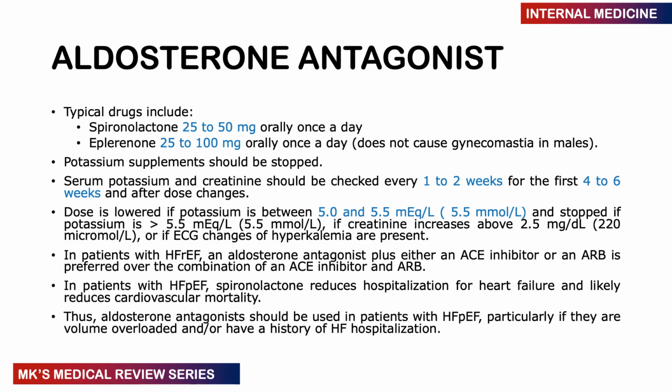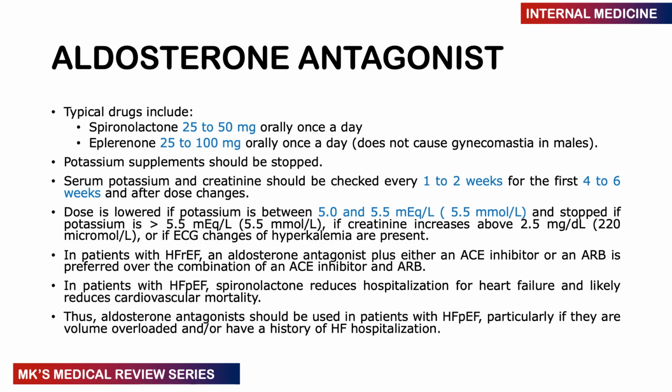So in patients with heart failure with reduced ejection fraction, we can consider giving them an aldosterone antagonist with either an ACE inhibitor or an ARB. It's actually preferred over a combination of an ACE inhibitor plus an ARB in a patient.